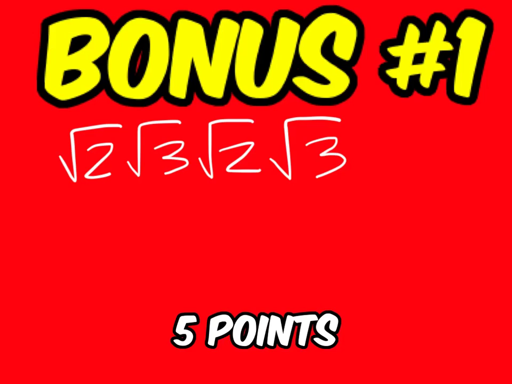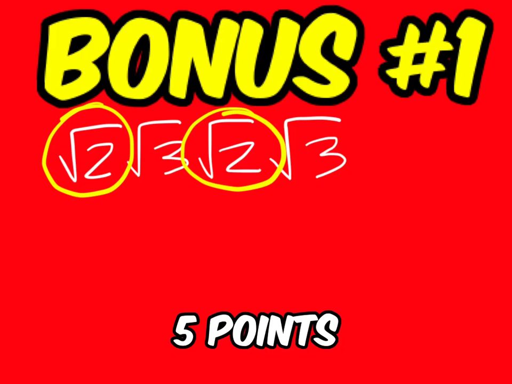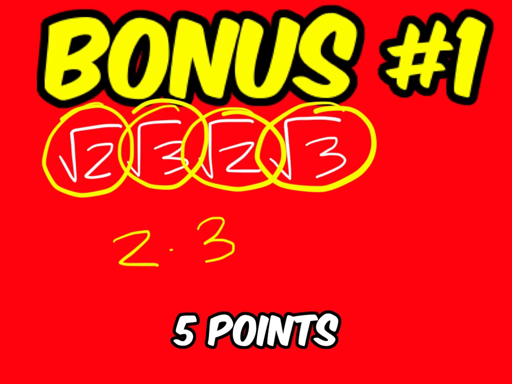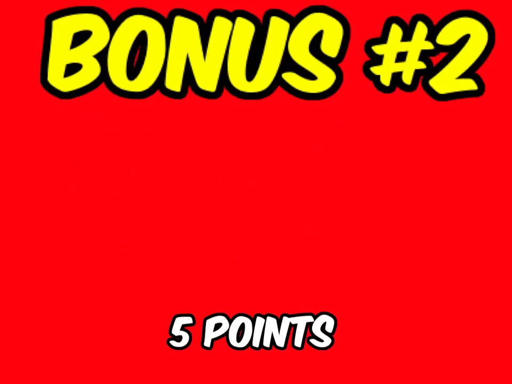For this bonus problem, square root of 2 times itself is 2. Square root of 3 times itself is 3. Answer is 6. Try this if you're finished with the practice.